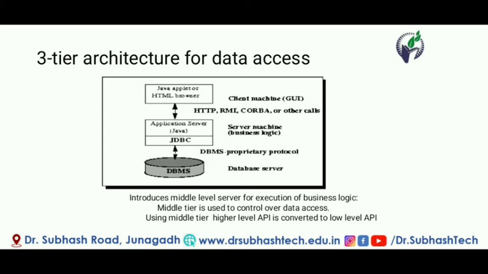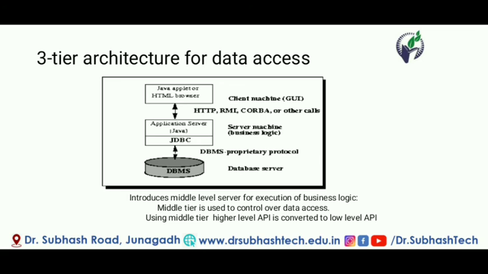So using a client machine, you can communicate with different protocols and interface calls that you can use to connect with that application server. You can use HTTP, RMI, CORBA and other interface calls or remote calls to connect with that application server. That application server contains the business logic of the application, which is generally written in Java. To interact with that business logic and the database, there is a DBMS proprietary protocol. So using the JDBC API and DBMS protocol, you can access that data from the database server.